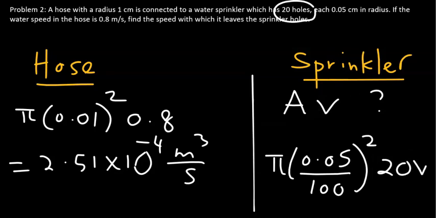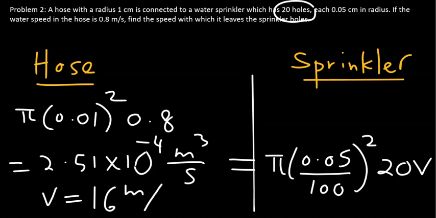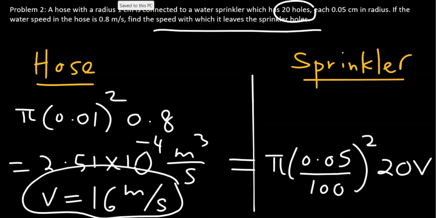And don't forget the V from here. The equation of continuity says these two numbers must be the same. And you see we can solve for V, which will give you 16 meter per second. So that is the speed with which the water leaves the sprinkler hose, and that solves the problem.